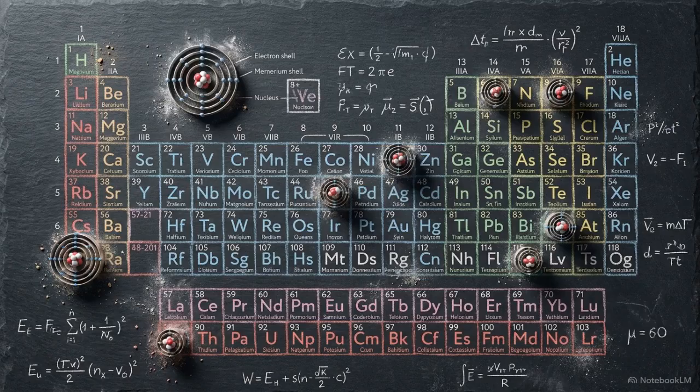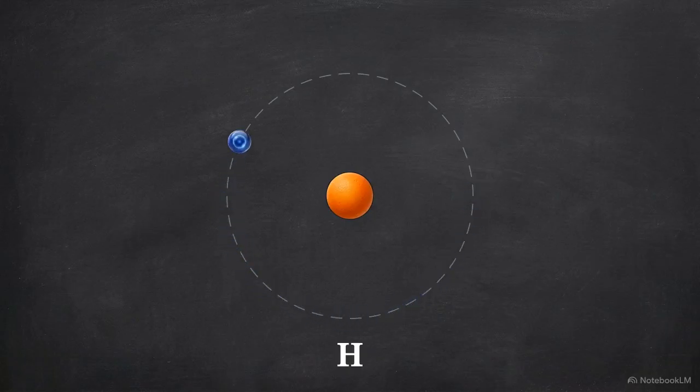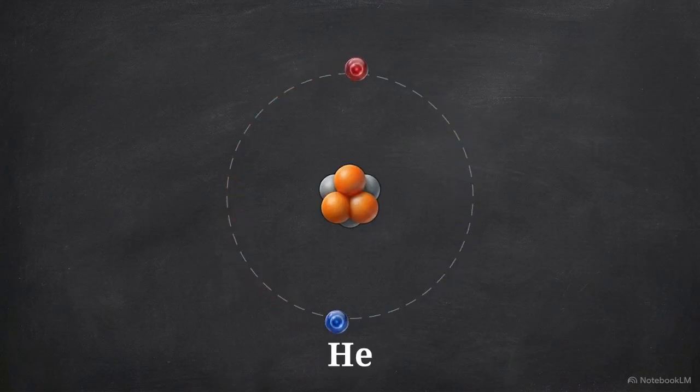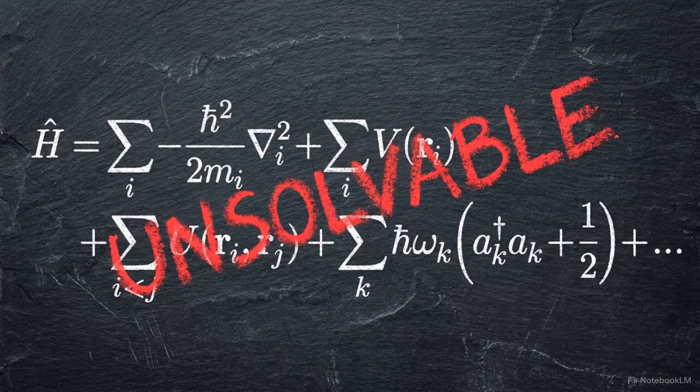But hydrogen is an isolated case. Almost all matter contains multiple electrons. To find the next simplest system, we look at helium, which has exactly 2 electrons. Adding that single extra electron breaks our ability to calculate an exact solution. The math used for hydrogen no longer applies.